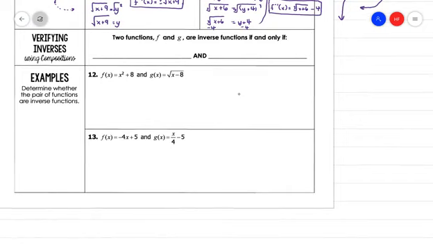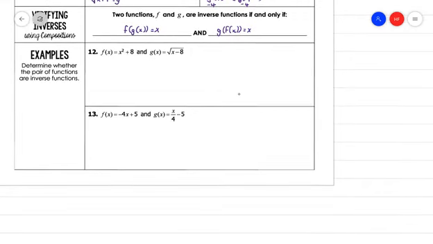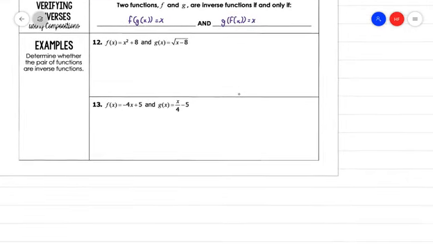Now, whenever we're verifying if two functions are inverses, we will use composition. So two functions f and g are inverse functions if and only if f of g of x equals x, and g of f of x equals x. I do think we've talked about this briefly before. So on number 12 and 13, we're determining whether they are inverse functions.